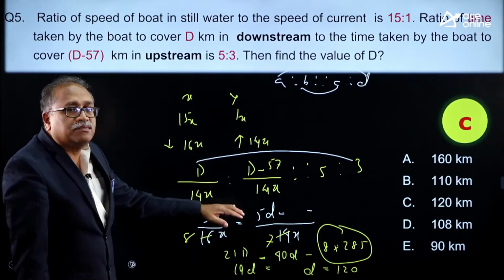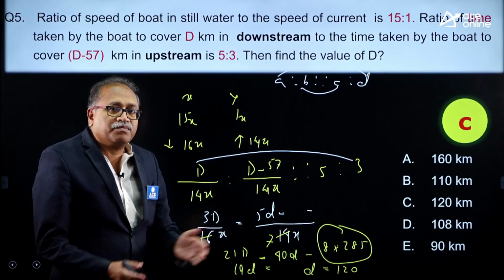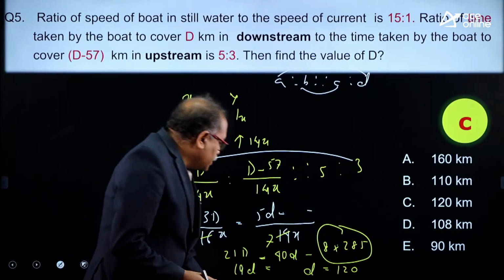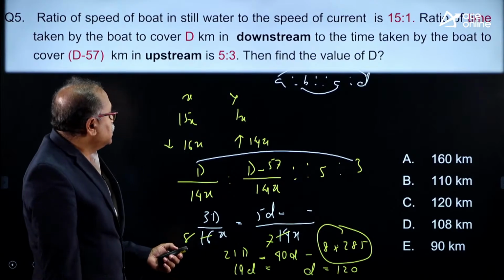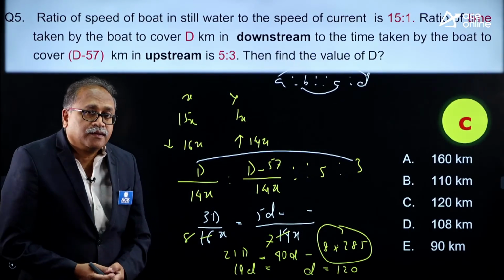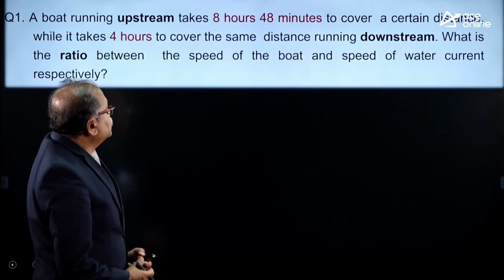120. The calculation became a little clumsy. I left a lot of space over here, but it is okay. D is equal to 120. Option choice is C. Am I right? C. Well done.